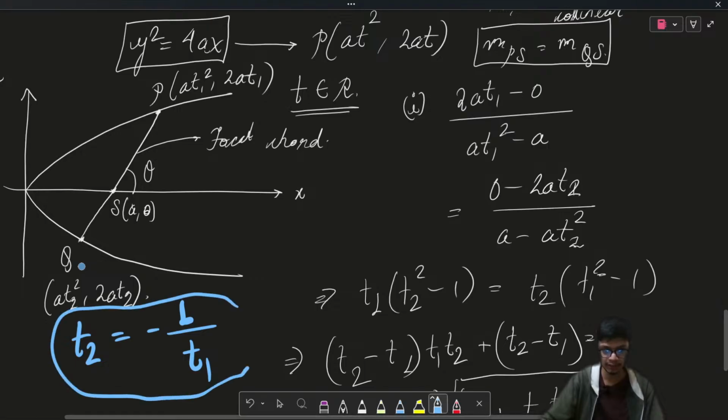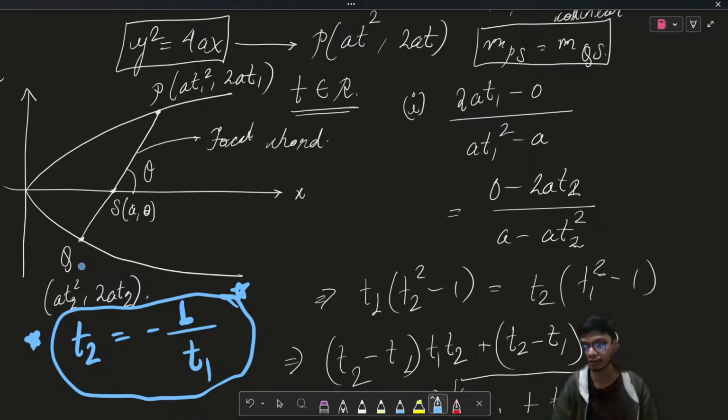This is a very important condition, and please keep it in mind. Whenever you are discussing questions of focal chord, you have to keep this in mind, right? So this is one of the properties regarding the focal chord. I hope this is clear to all of you. Is this part clear?